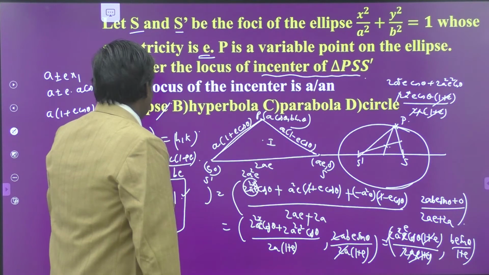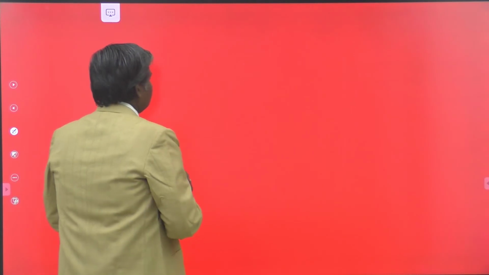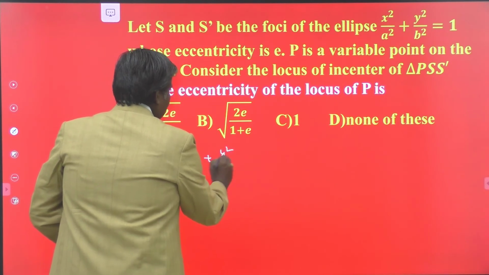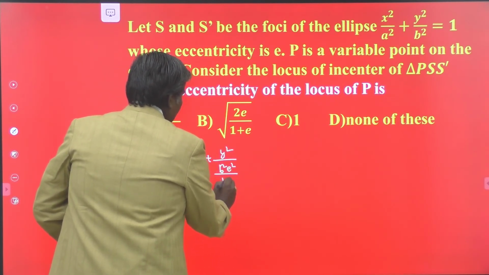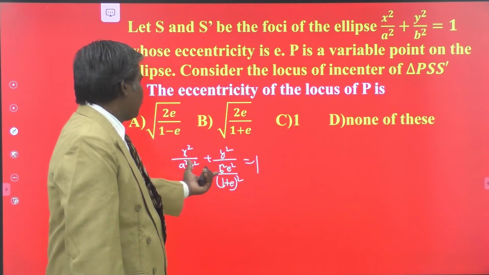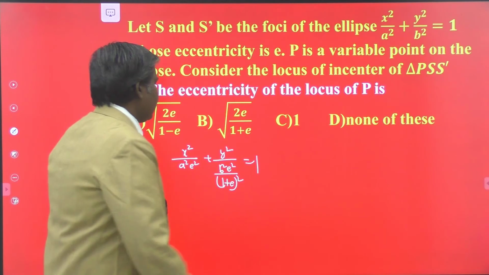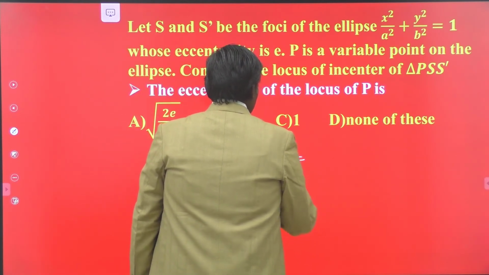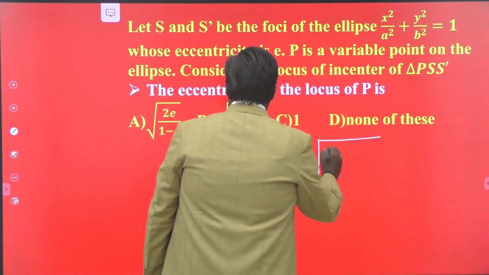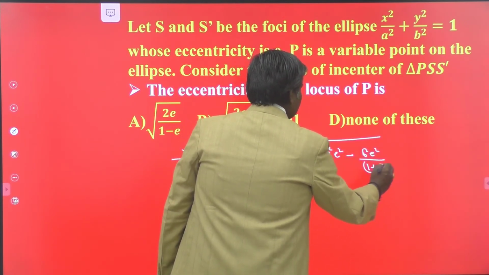So I write the equation on the next page. x square by A square E square plus y square by B square E square by 1 plus E whole square is equal to 1. This is your ellipse, the required locus. For this locus you have to write the eccentricity. So your eccentricity, say E dash, is equal to root of A square minus B square by A square. That is A square E square minus B square E square by 1 plus E whole square.